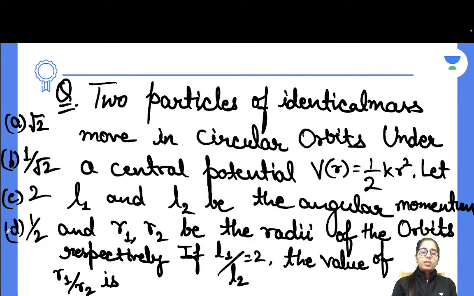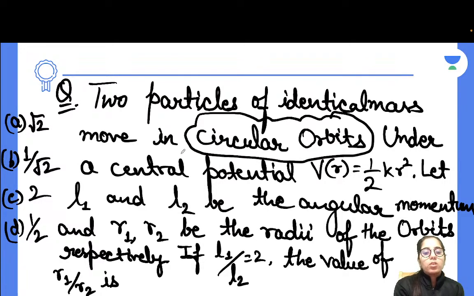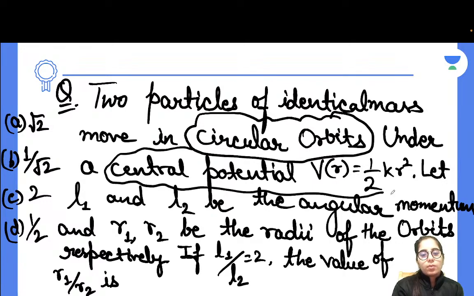So basically in this case they have given two particles of identical mass moving in circular orbits under a central potential V(r) is equal to half times kr square. Let L1 and L2 be the angular momentum and R1 and R2 be the radii of the orbits respectively. If L1 divided by L2 is equal to 2, the value of R1 divided by R2 is what? So actually they have given you the information, or in the question they are talking about circular orbits. Also they are talking about central potential.